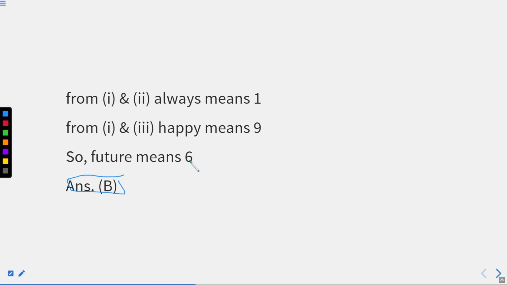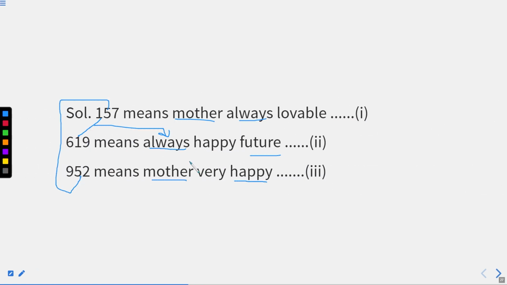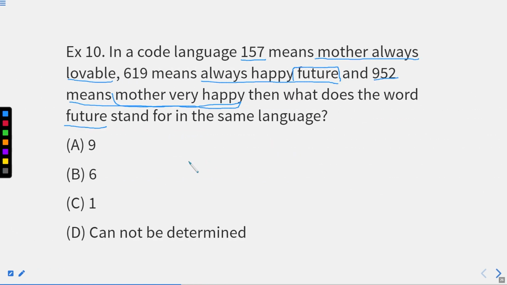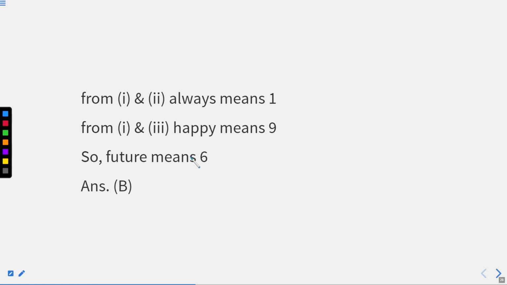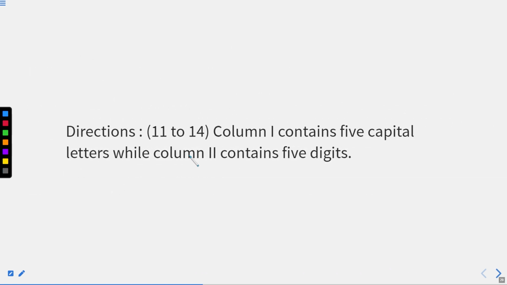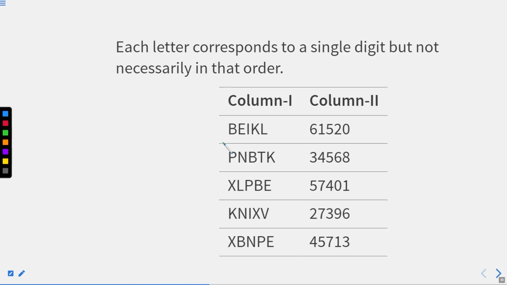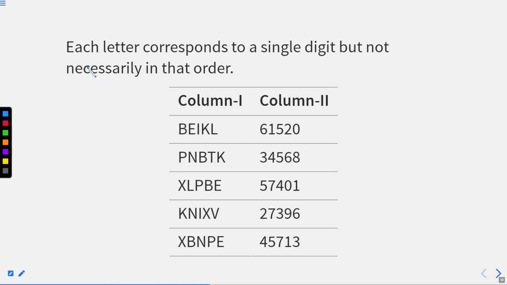Right? Now, till now we have discussed multiple questions, 10 in number. So we'll move to the next question, that is question number 11. With the sum 11 to 14, now we're going to cover 5 questions together. Right? And here in these questions, we are going to understand something different that we haven't done till now. So, read the question carefully. Each letter corresponds to a single digit, but not necessarily in the same order.